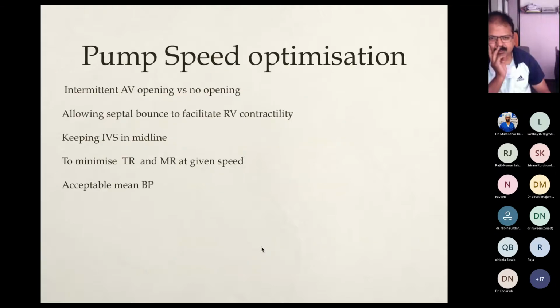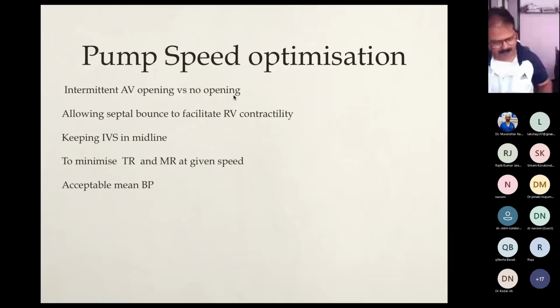Now, pump speed optimization. In clinical practice, we do it in different ways. Many centers want intermittent AV opening versus no opening, but in our center, we usually want some ejection, some intermittent AV opening. So we keep the pump speed optimized like that. If we increase the RPM too high, then probably there will be no opening. So we optimize the pump speed RPM to allow intermittent aortic valve opening.